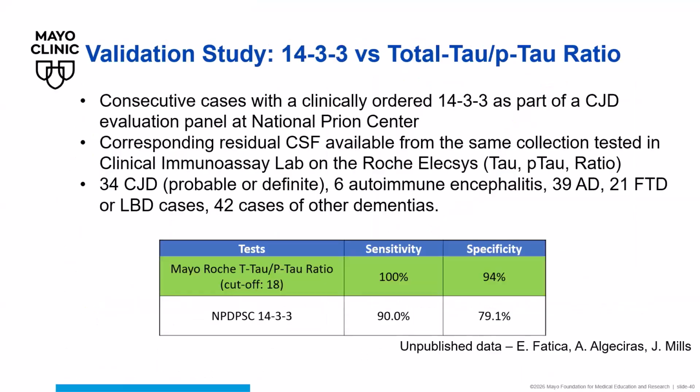In general, with the total tau p-tau ratio, we get very high sensitivity. I can say it isn't perfect. This is sensitivity compared to RT-QuIC, not sensitivity for the disease. Specificity is lower. In practice, I think it's even a little lower than this. This particular study demonstrates very good sensitivity and specificity that's better than 14-3-3. So we move forward using a total tau p-tau ratio in our panels rather than 14-3-3 or tau alone.